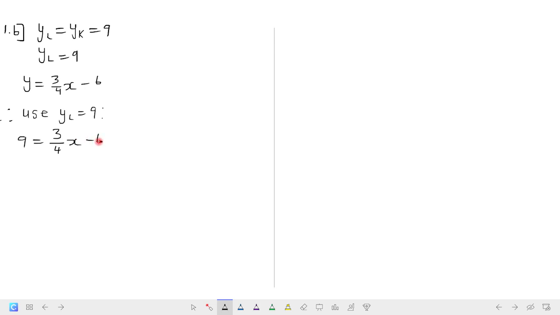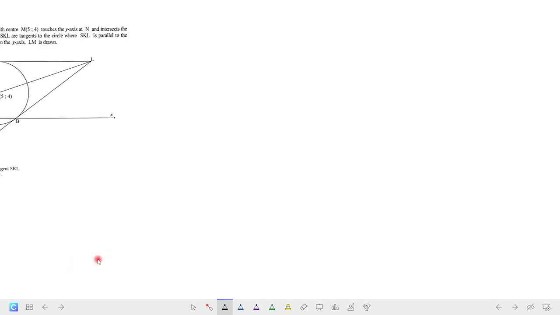Move the 6 over, add it with the 9, gives you 15. It equals 3 over 4 x. I'm going to take the 4, multiply with 15. That gives you 60. Now 60 is 3x, divided by 3, divided by 3, and therefore x is going to be 20. Hence L is (20, 9). I hope this makes sense.